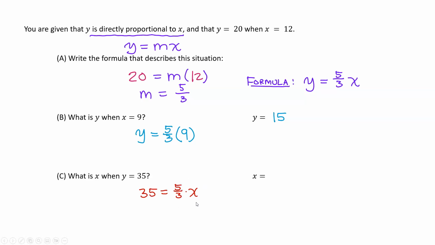You want to divide both sides by 5/3, keeping in mind your fraction rules. Dividing by a fraction is the same thing as multiplying by a reciprocal. So when you divide by 5/3, it's the same thing as multiplying by 3/5, so both sides are going to be multiplied by 3/5. And you would get that 21 equals x, so x is equal to 21.